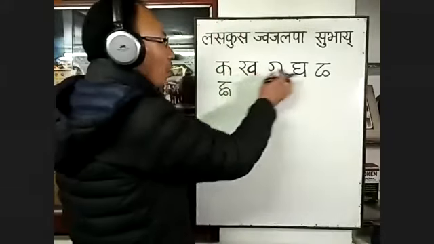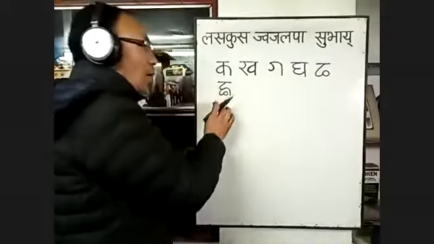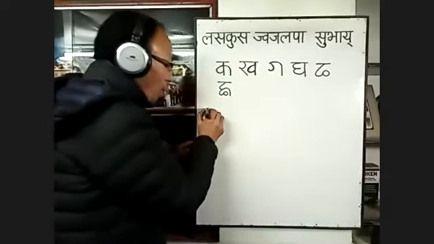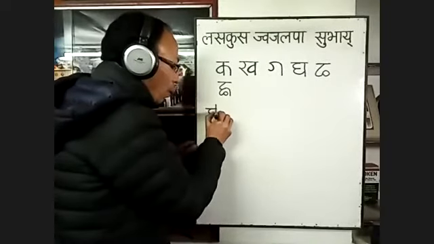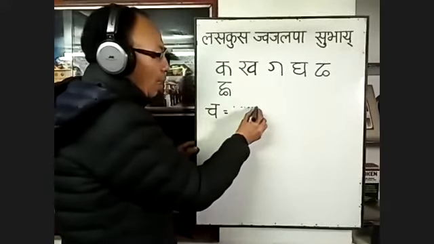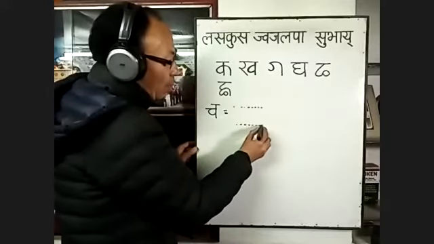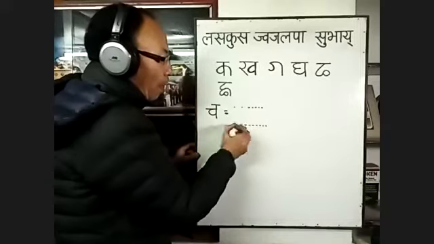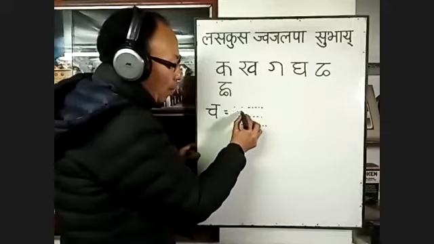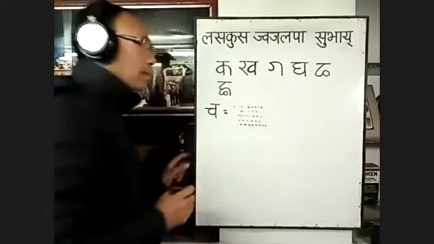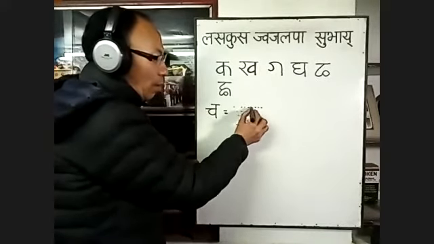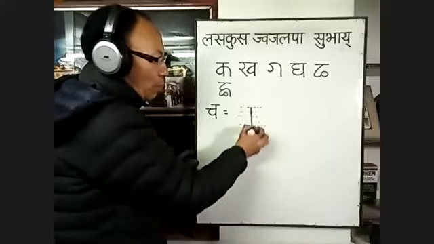So after ka, kha, ga, gha, nga, it comes as in Devanagari, then it comes cha. Now, how is cha written? First, you draw a straight line down from the top of your copy line to the bottom line.